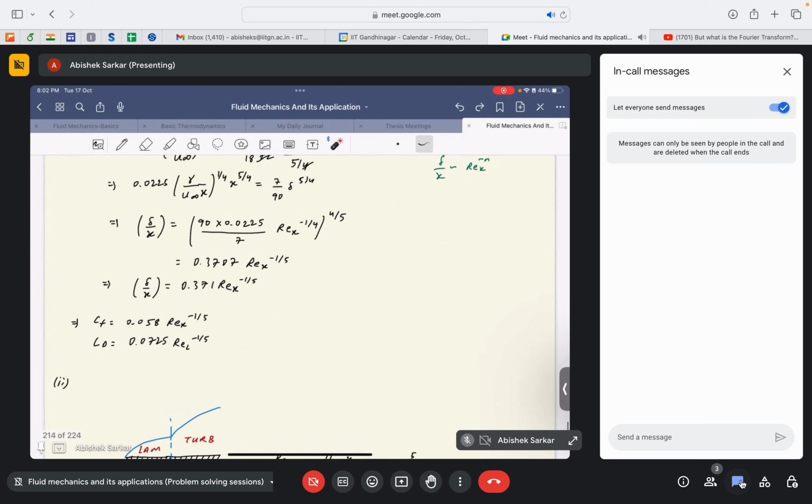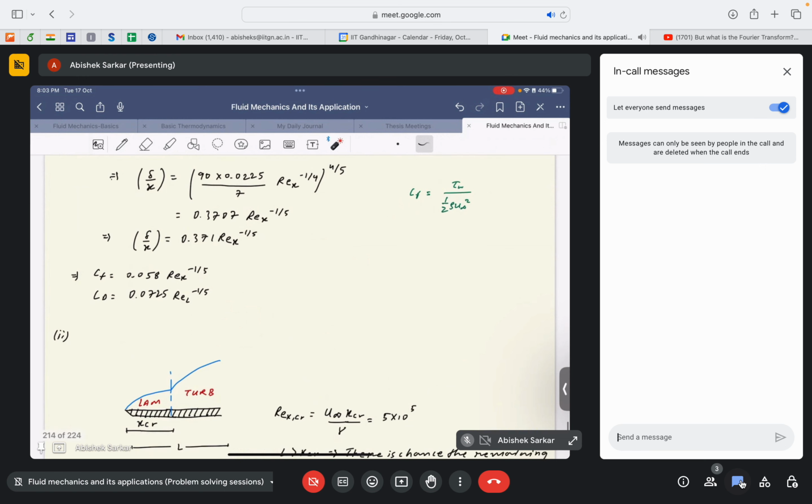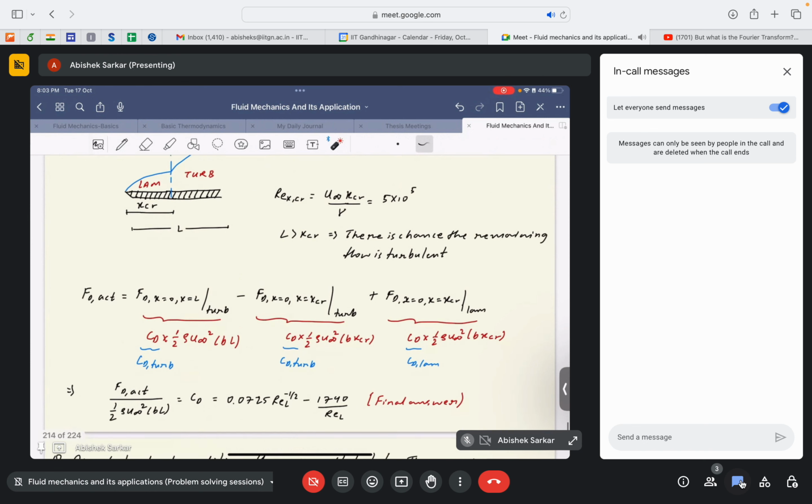So once you do that, just substitute the expression for delta in this, as I told you, tau 1 can be evaluated as, sorry, CF could be evaluated as tau 1 by half rho U infinity square. So just substitute this expression for tau 1 here, then you can easily get CF, which will be a function of x, so it is given by this, and consequently you can find the expression for drag force also. So now the second part of the question is this one.